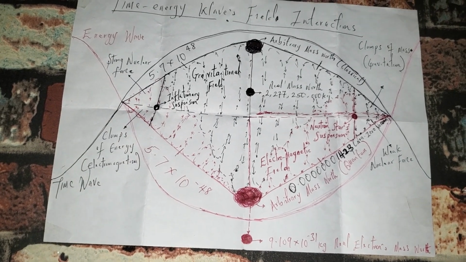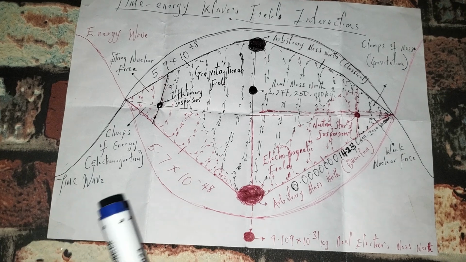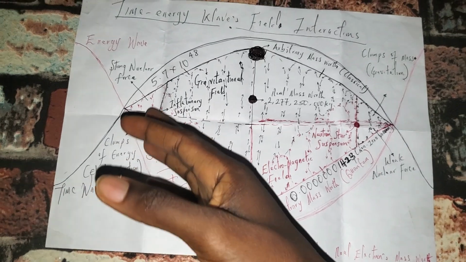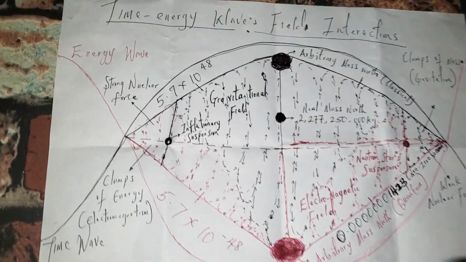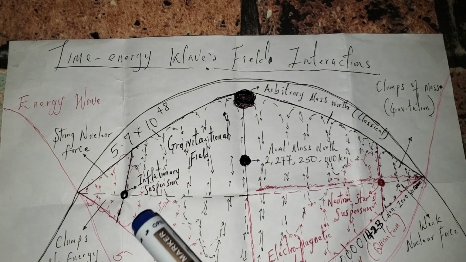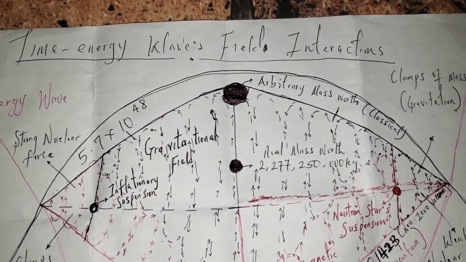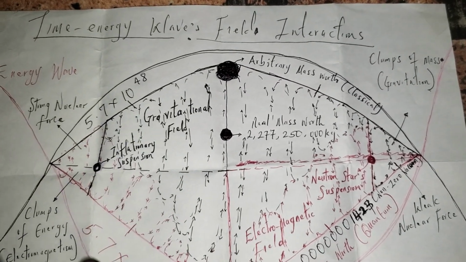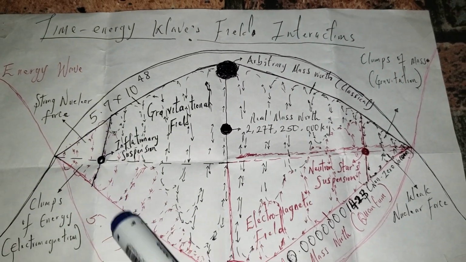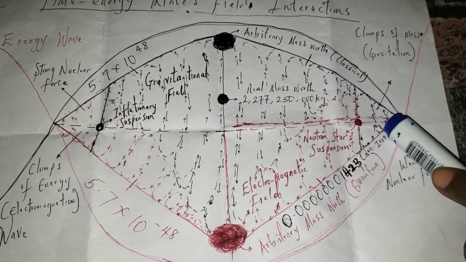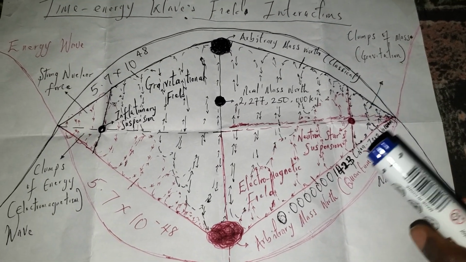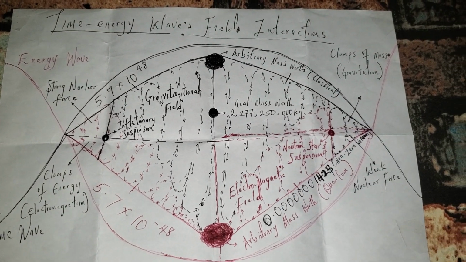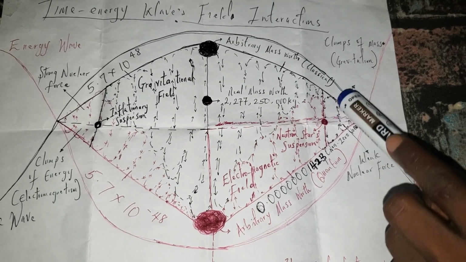So the clumps of energy as electromagnetism could be what we can actually tag as the expansion after the Big Bang, but it is being constrained. And as a result of that constraint, we have the clumps of energy. Now when we get to the suspension we have here, we can see that the story is different, because we can call this one the neutron stars suspension. So we only have the gravitational field right here.